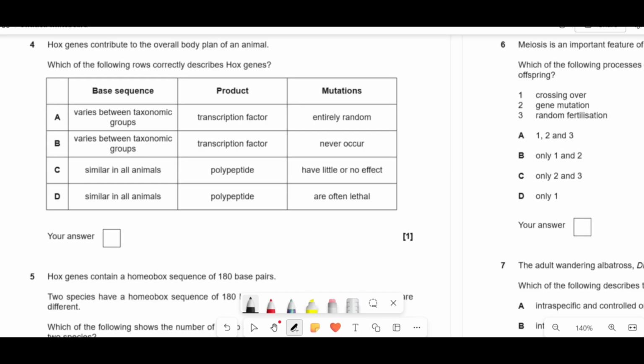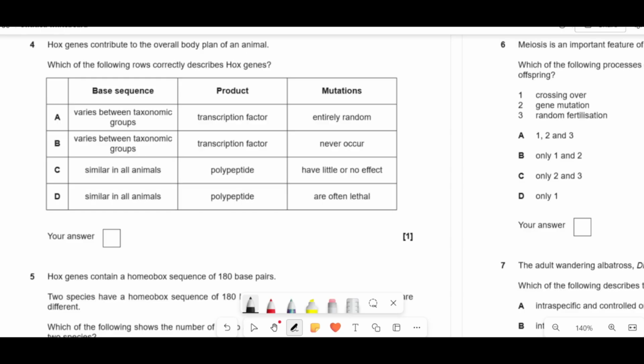Hox genes contribute to the overall body plan of an animal. Which of the following rows describes Hox genes? Body plan is just a general structure, which is how your body's laid out, where your arms and legs go, and the proteins that control that are encoded by Hox genes. Which one correctly describes Hox genes? Body plan is the general structure of an organism, where its arms and legs go, right?